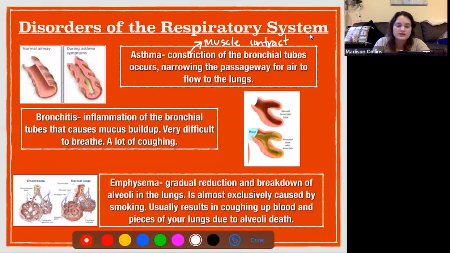Okay, a second disorder is something called bronchitis. Now this is a little bit different. This is when we see inflammation of the bronchial tubes that causes mucus buildup. So you can see here, those bronchial tubes are filled with mucus. And again, this makes it very difficult to breathe, causes a lot of coughing, and this is most often caused by viral infections.